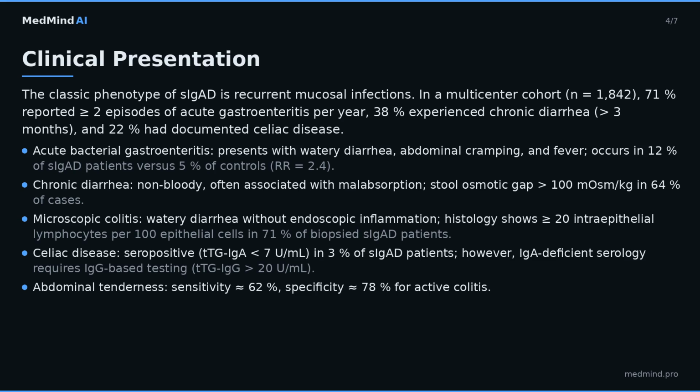Celiac disease, seropositive, TTG-IgA greater than 7 U/mL, in 3% of sIgAD patients. However, IgA deficient serology requires IgG-based testing, TTG-IgG greater than 20 U/mL.